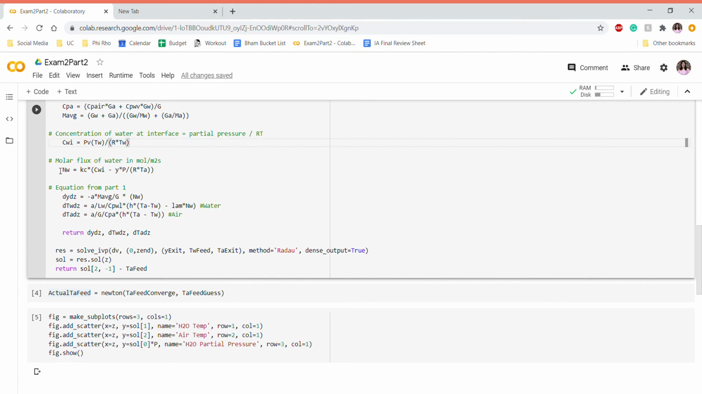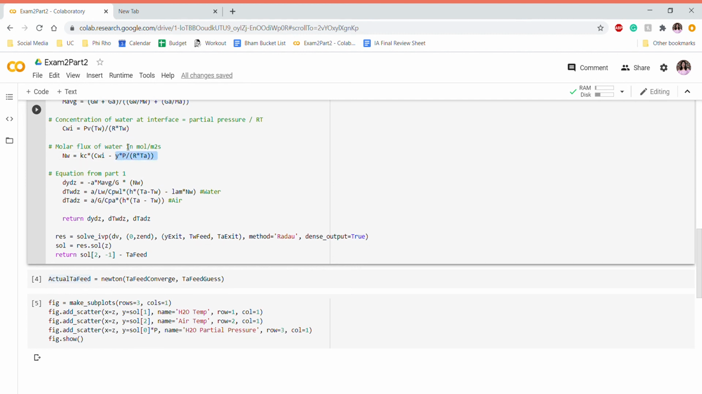Next, we solve for the molar flux of the water in mole per meter squared seconds, using that concentration of the water at the interface. And then this is the concentration of the water at the bulk, but instead of doing a formula for it, we know that the mole fraction times the pressure gives us that partial pressure anyways. So we just went ahead and used that instead of making a new variable.